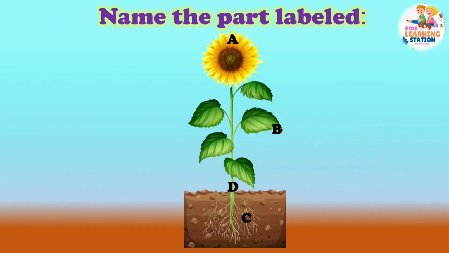Now, let's revise. What could be A? A is flower. Guess what is B? Yes, B is leaf. Guess what is C? Root. Yes, you are right.